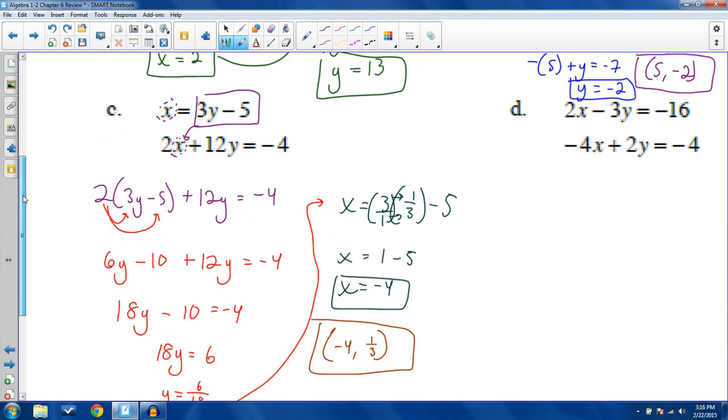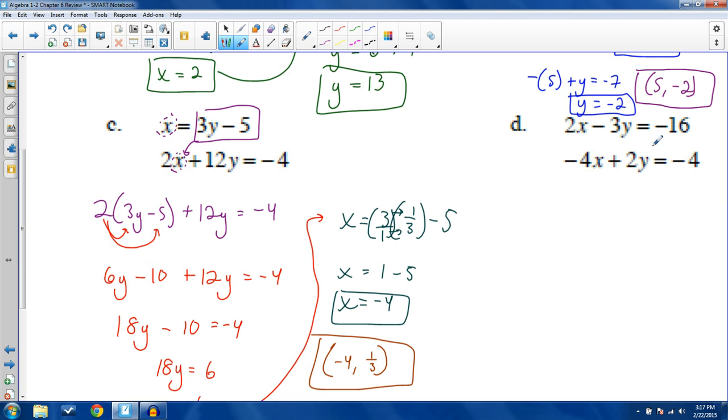Okay, finally, part D. 2x minus 3y equals negative 16, negative 4x plus 2y equals negative 4. I will do this two different ways with you because this is where I want to hit most of the focus. This is set up like an elimination method problem. The x's are lined up with each other, so are the y's, equal signs, some negative values, can do some cancellation, a lot of stuff.